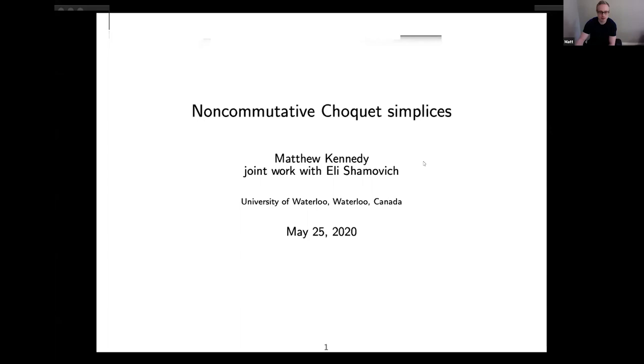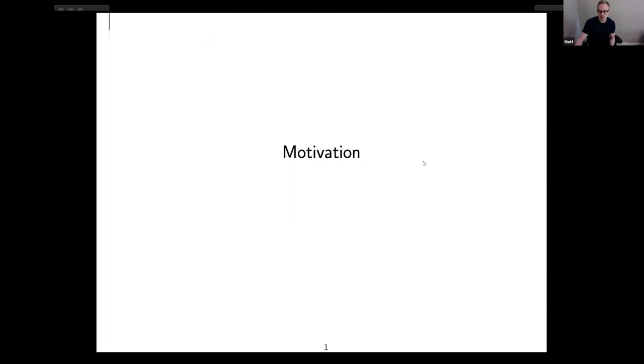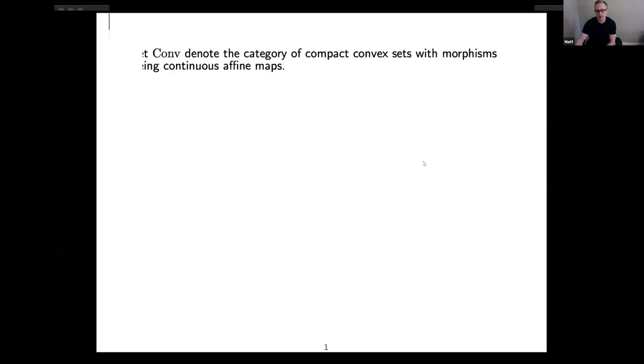So first I want to talk about motivation, which means I want to talk about classical Choquet simplices. I'll tell you what they are and what they're good for. So let conv denote the category of compact convex sets, where the morphisms are continuous affine maps.